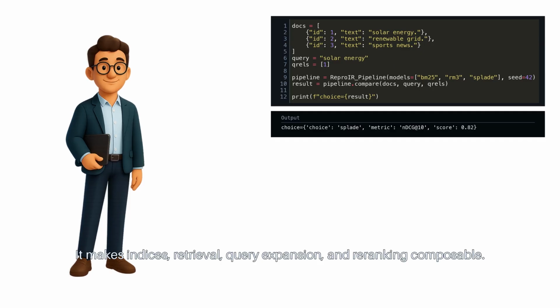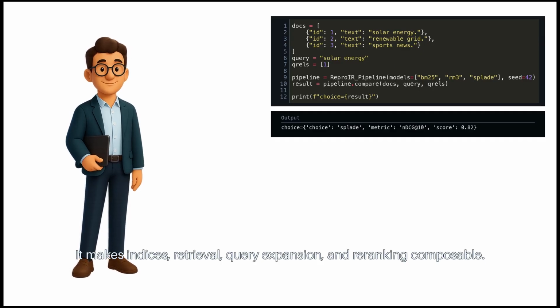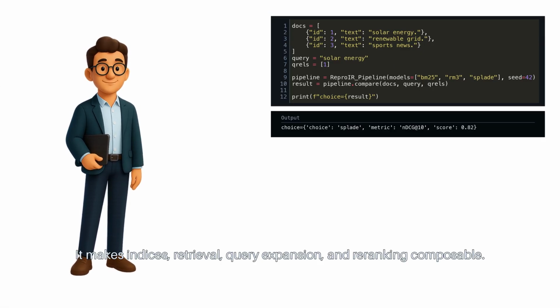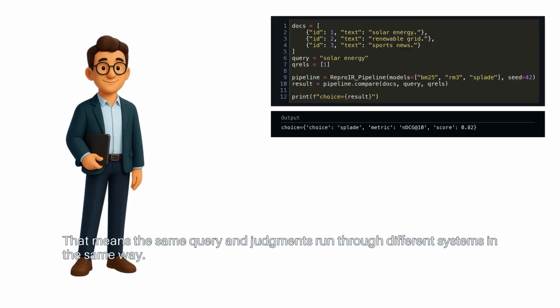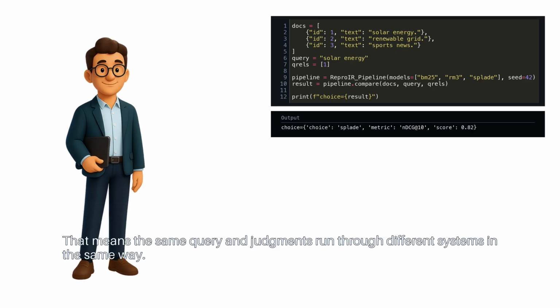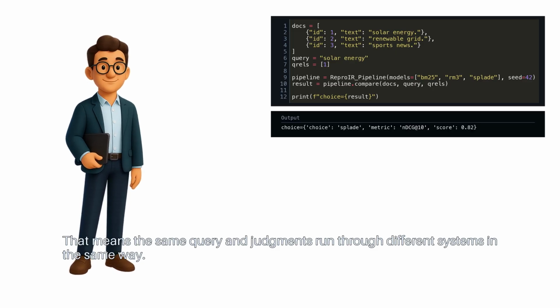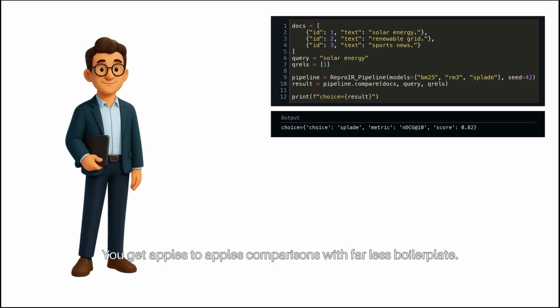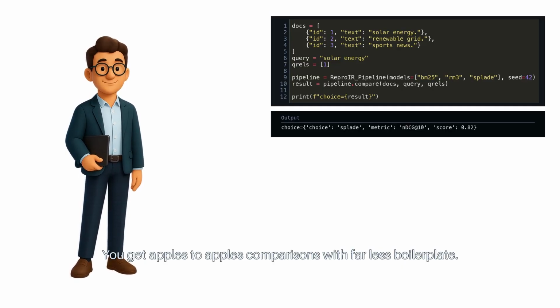It makes indices, retrieval, query expansion, and reranking composable. That means the same query and judgments run through different systems in the same way. You get apples-to-apples comparisons with far less boilerplate.